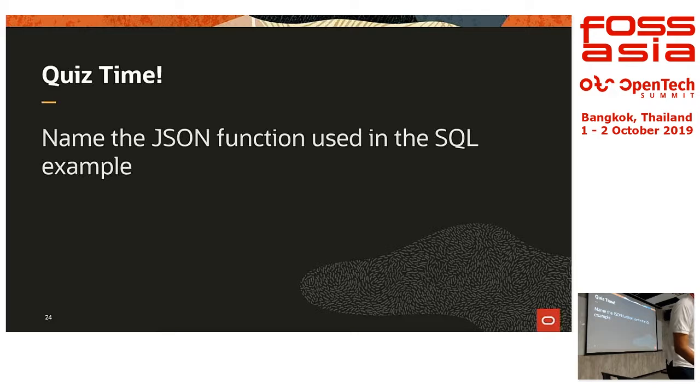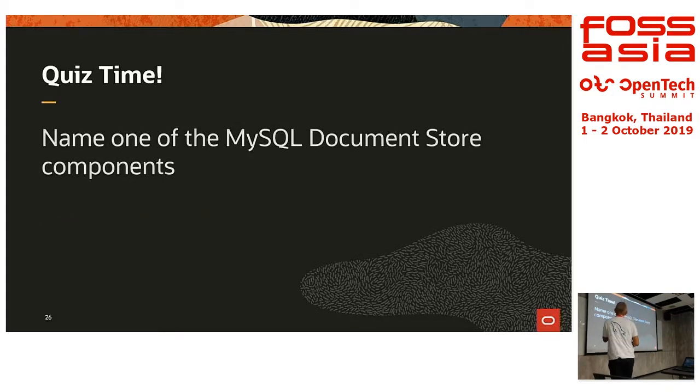I'm reaching for my bag, so you know that some goodies are coming. I should show, it's a book. Too difficult, right? Okay, I have a simpler one. Can you give a hint, perhaps? Yeah, it's JSON something. JSON something. How many more syllables? It's okay, no worries, I don't want to stress you. All right. Yeah, JSON_EXTRACT. Remember, just now I showed extract id, whatever. Okay, this one is simple. Name one of the MySQL Document Store components.